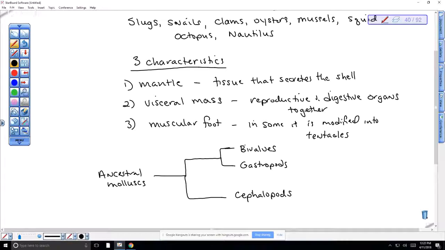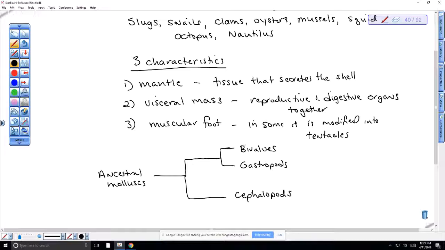The gastro means stomach, and pod means foot. And so these are the ones that move around on their stomach. So that would be like the slugs and the snails. And we're going to talk about nudibranchs in a minute, because those are a very diverse group of gastropods that are marine slugs.